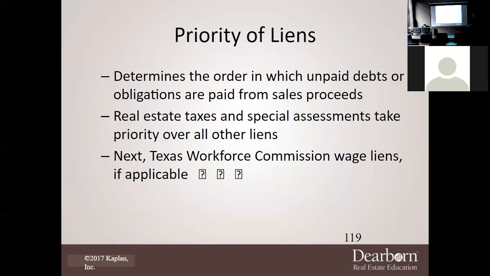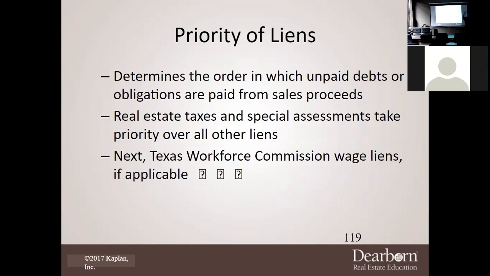Now the next one is the priority of liens. This is very, very important because it's first come, first served. So if you happen to get 2 mortgages, say that Darren goes out, buys a house, and does an 80-20 loan. He gets 2 loans, one for 80, one for 20.